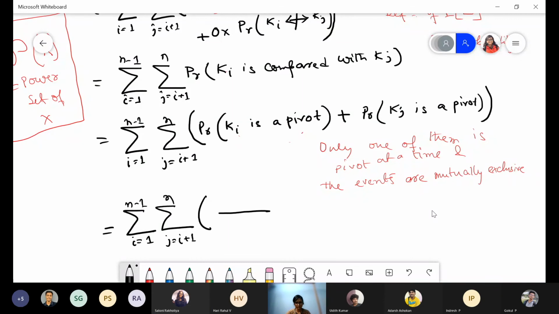So how many of them can be pivot? j minus i plus 1. At a time, how many of them are pivot? One element. So what is the probability? 2 by j minus i plus 1. This is right? Yeah, ma'am.